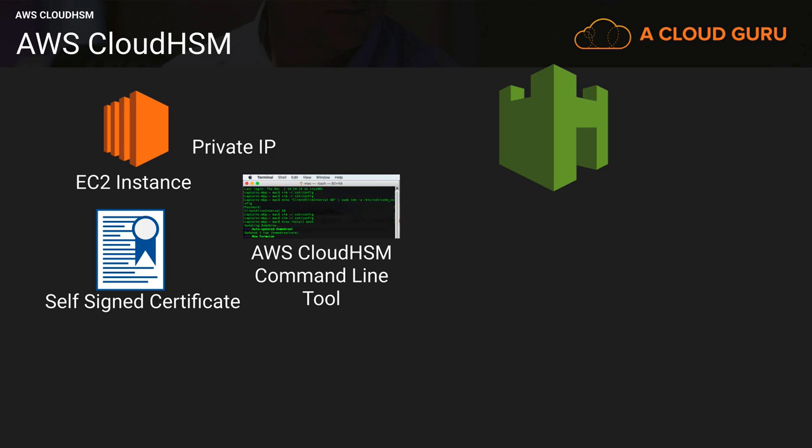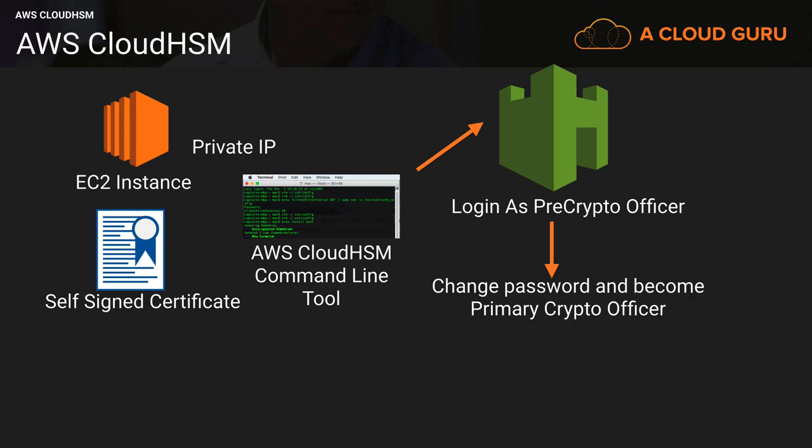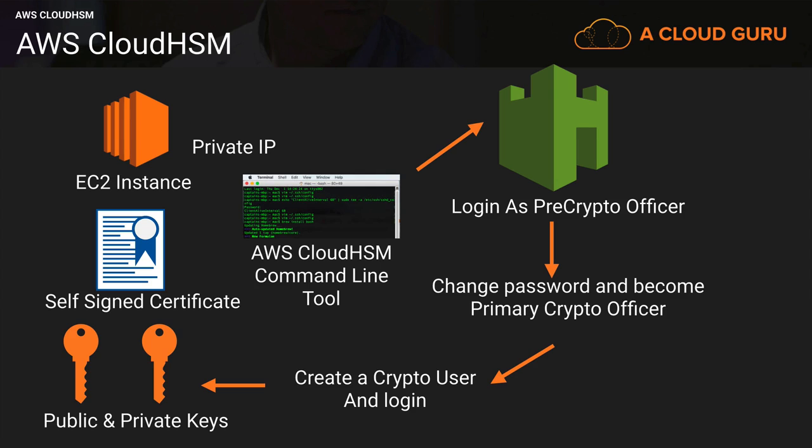We then had our AWS Cloud HSM command line tools installed, and then we logged in as our pre-crypto officer. As the pre-crypto officer, we changed our password and that essentially activated our cluster, and now we've become the primary crypto officer, or PCO. We then logged out, logged back in again, and we created our crypto user. We then logged into a new tool, and now we're at the stage where we're going to generate our public and private keys. So if you've got the time, please join me in the console.